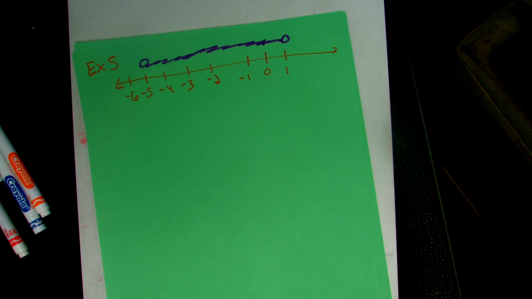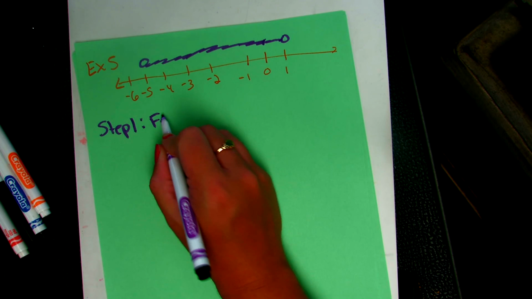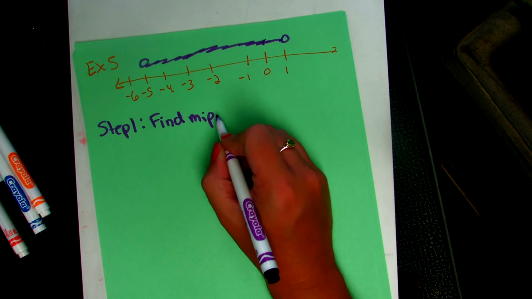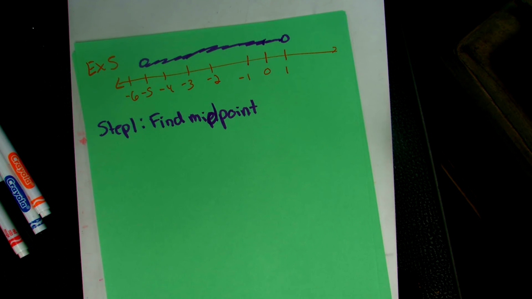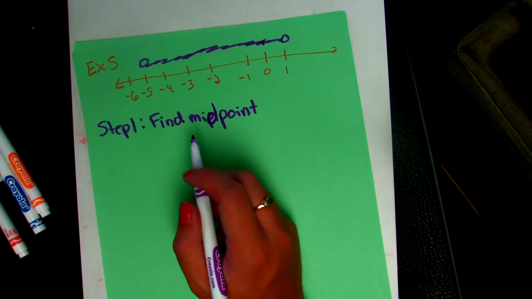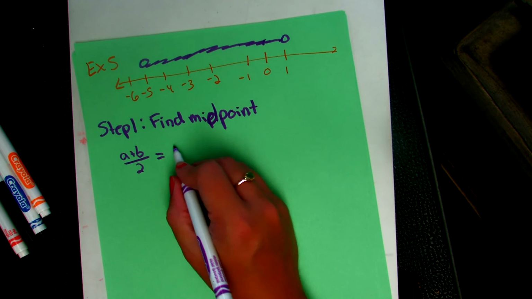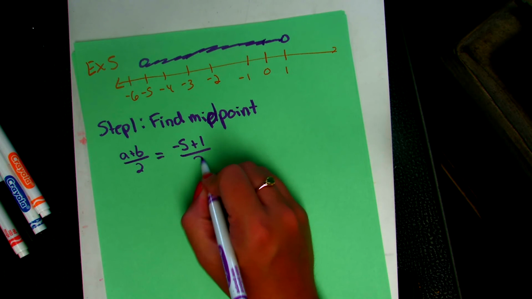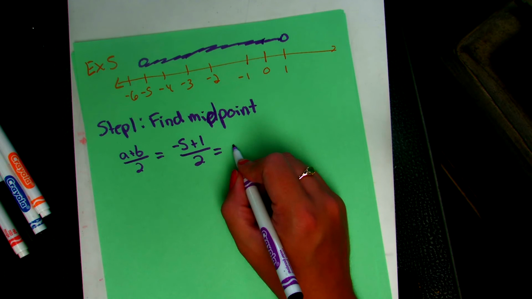Okay? So step 1 was find your midpoint. So again, for right now, I'm just following the steps for when I was trying to find an absolute value equation. And then once I have my absolute value equation, I'll write it as an inequality. So find my midpoint. My midpoint is going to be found by doing a plus b divided by 2. So negative 5 plus 1 divided by 2, which becomes negative 4 over 2, which becomes negative 2.